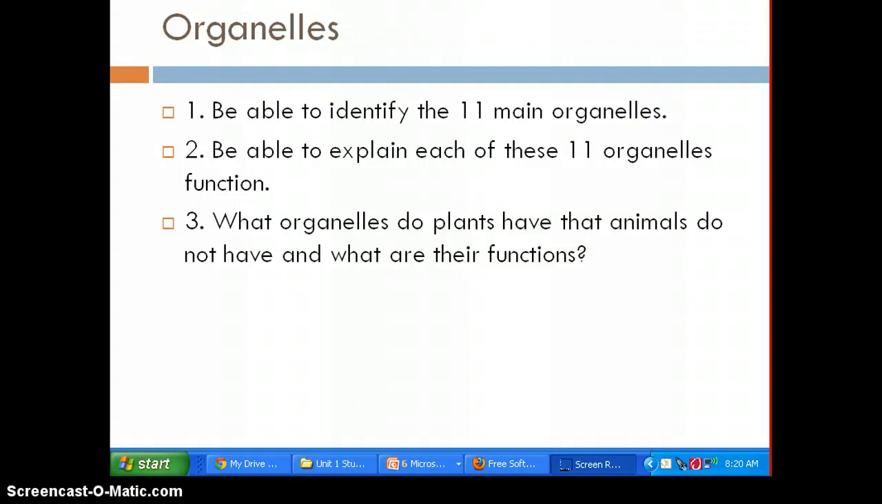All right, class, today we're going to be looking at question 3 here. What organelles do plants have that animals do not have, and what are their functions? So we just did the organelles that cells in general have, and then plants have a few extra organelles that we'll be looking at today.